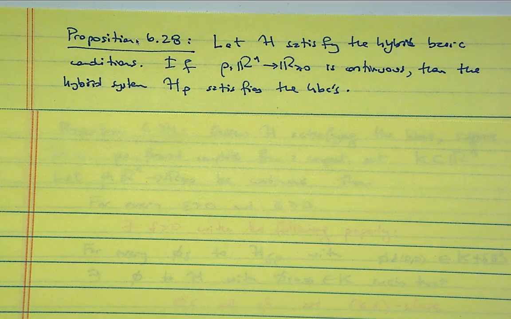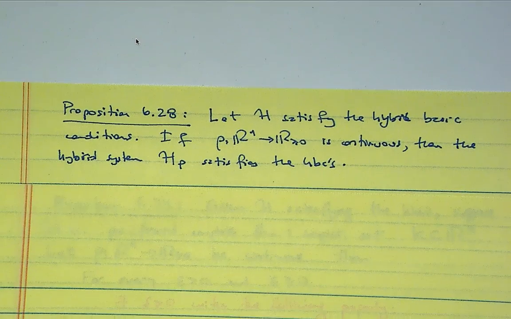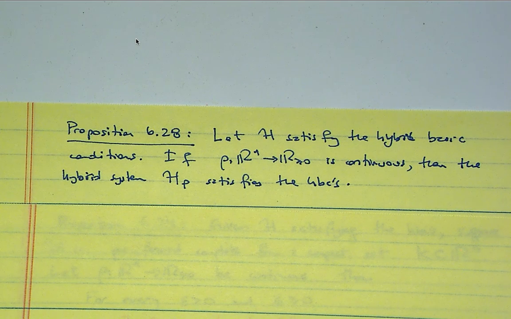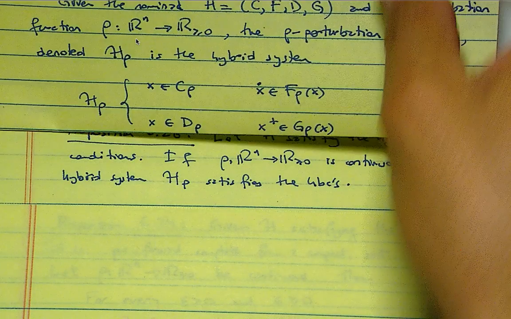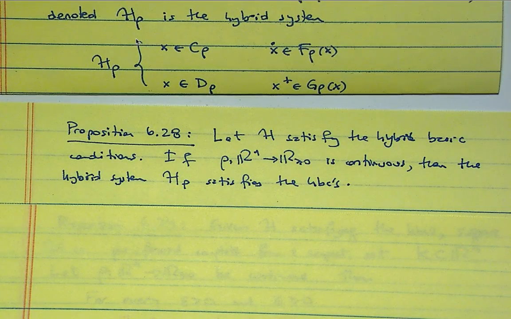So this is what I mentioned earlier. So you do this general construction of H rho. It's no more than grabbing the original model and changing everything by rho in the form that we describe. If the rho function that defines a perturbation is continuous and the original system that you start from satisfies the hybrid basic conditions, then the H rho will satisfy the hybrid basic conditions as well.